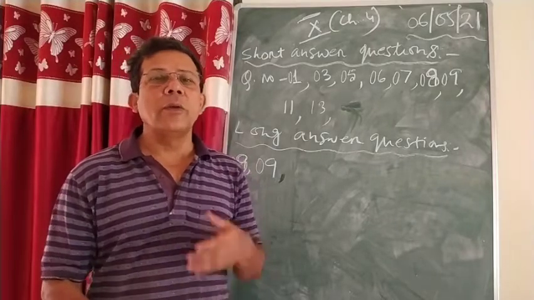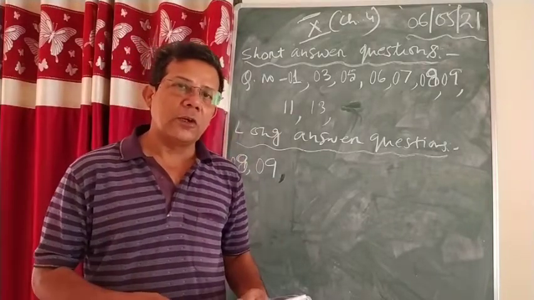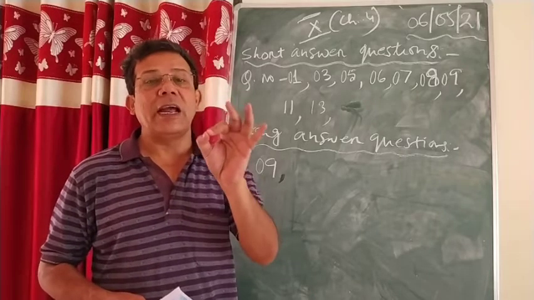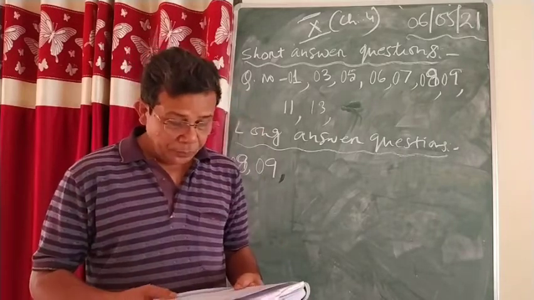Then the question asks you, give any 4 rights. So you know the rights. Just now I told you, give any 4 rights. Only write the rights, no explanation is required.